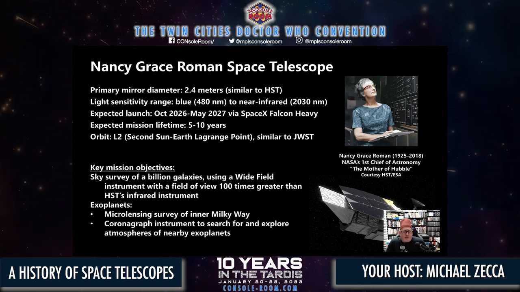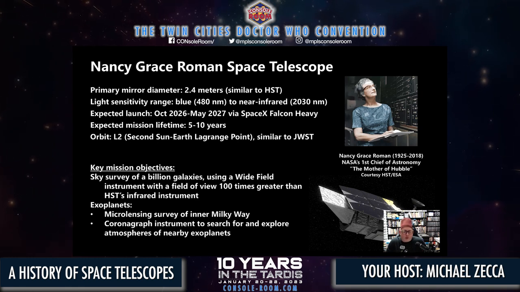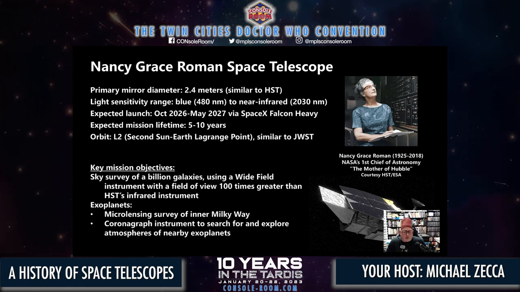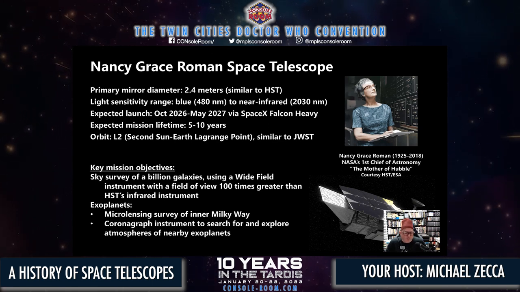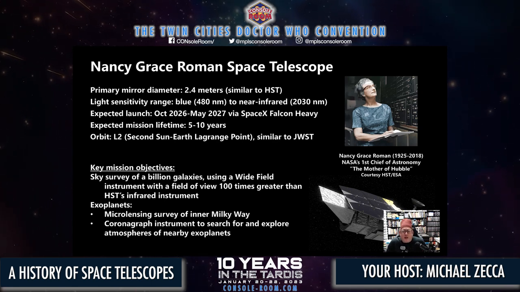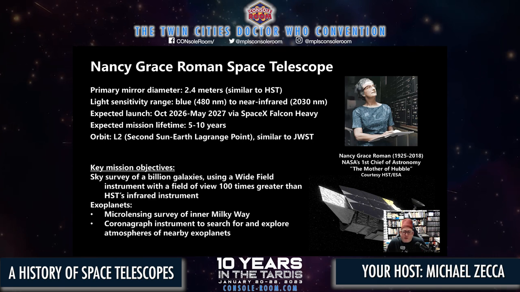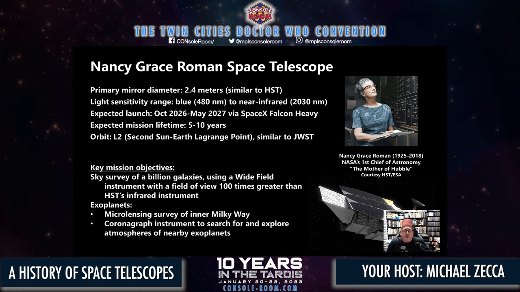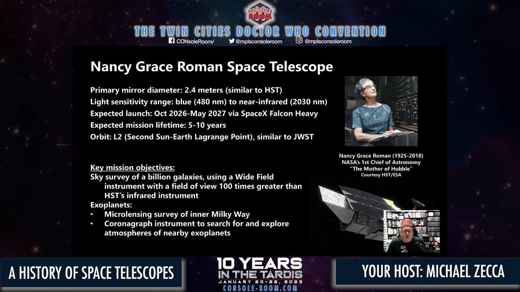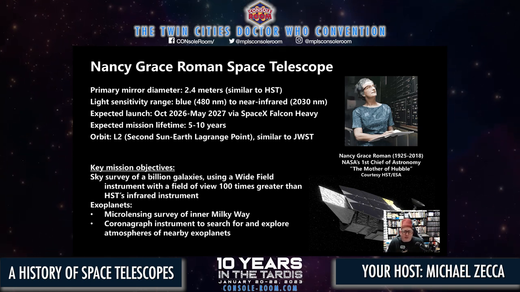This is planned to launch in late 2026 or early 2027 on a SpaceX Falcon Heavy, which is one of the largest rockets that SpaceX produces. It has an expected mission lifetime of about 5 to 10 years. Just like Hubble, it might last a lot longer. Unlike Hubble, we can't do service missions. We can't do those with Hubble anymore anyway, because we don't have space shuttles anymore.